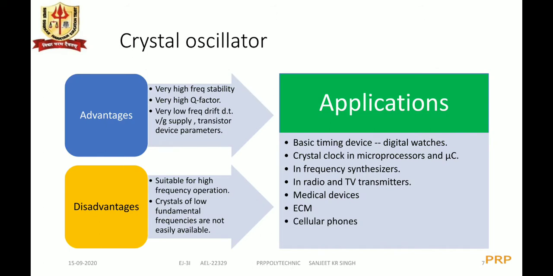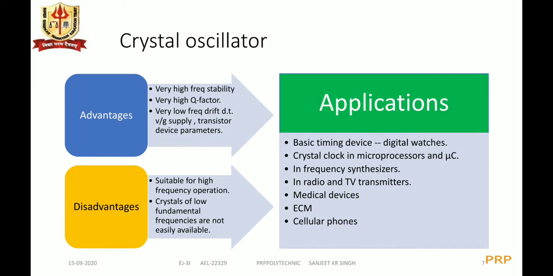Now what are the advantages of crystal oscillators? High frequency stability is its major advantage, with a quality factor value of 20,000, and therefore it has very low frequency drift due to voltage supply or transistor device parameters. The major drawbacks include that it is mostly used for frequencies of 15 to 100 kilohertz, or even 100 megahertz with a special modification, so that is a higher frequency application. Crystals of low fundamental frequencies are not easily available.